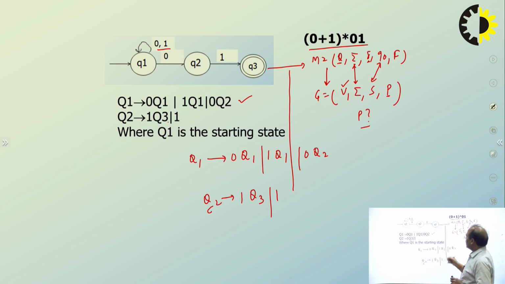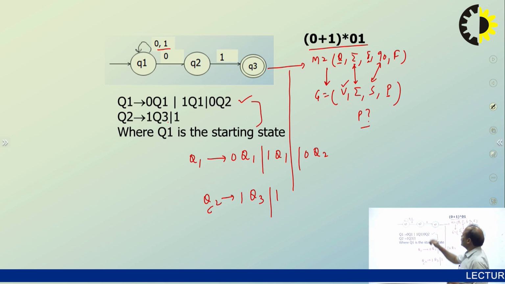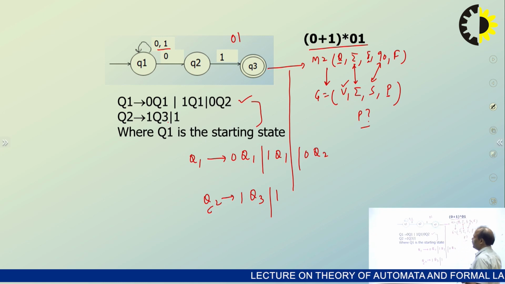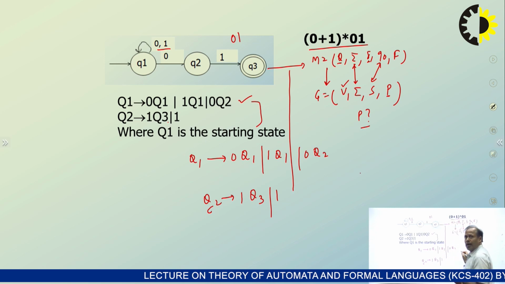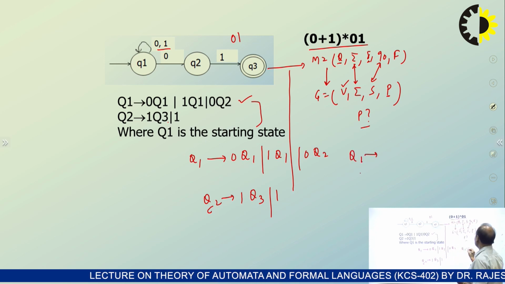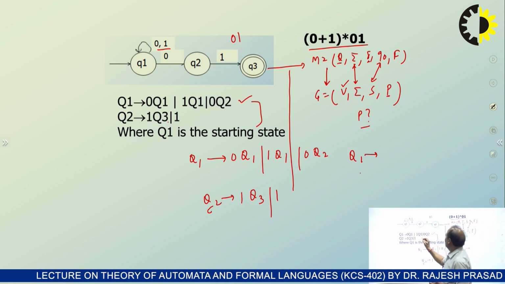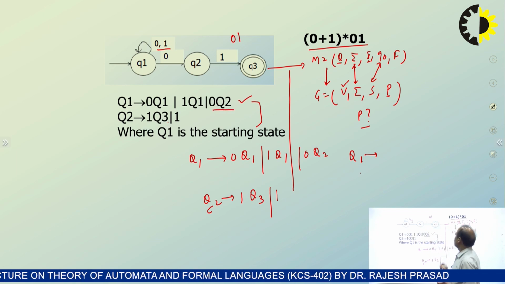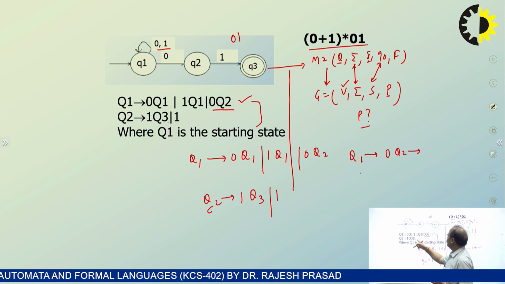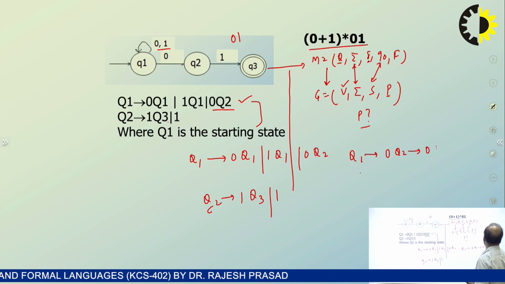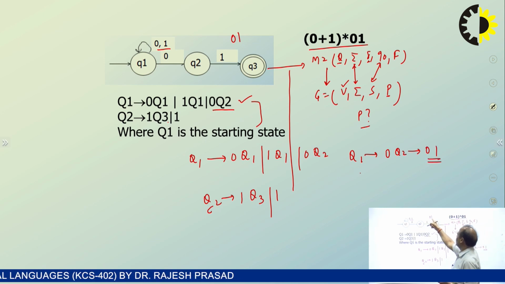So how to check whether this grammar is accepting the same thing as this finite automata? Look at here. What is the minimum language accepted by this finite automata? It is 0, 1. Yes. So what is the minimum language accepted by this grammar? You will start from Q1. Starting state Q1, you can go to 0 Q2, and then Q2 can go to 1. So 0 and 1, so you are getting 0, 1 as minimum, right?